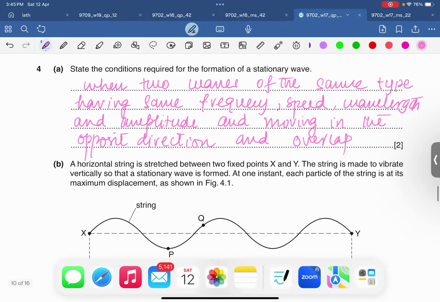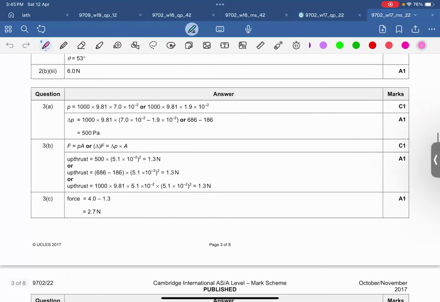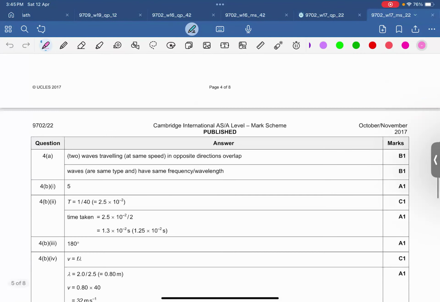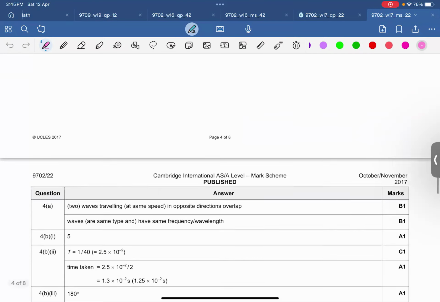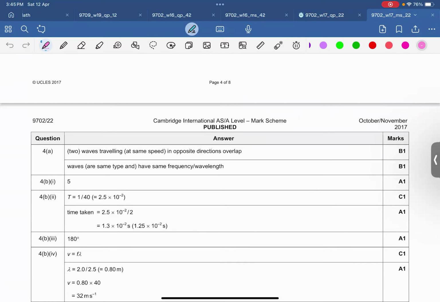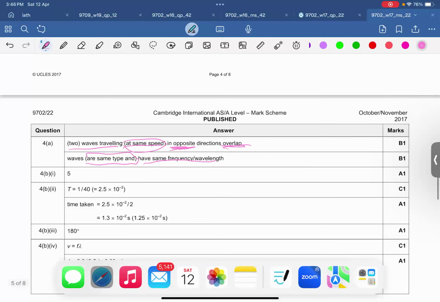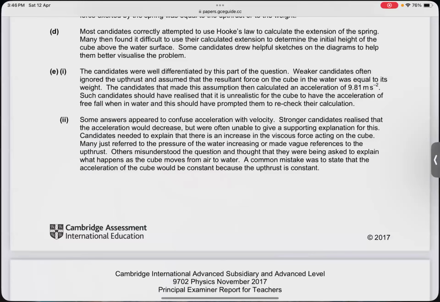Let me show you the definition, the conditions, what they are saying. Okay, two waves traveling at the same speed. So if you wrote the same speed, fine. So in the opposite direction and overlap. And then waves have the same type. You have to mention they have the same frequency and wavelength. Now, they're not mentioning the amplitude, but the amplitude is key over here.